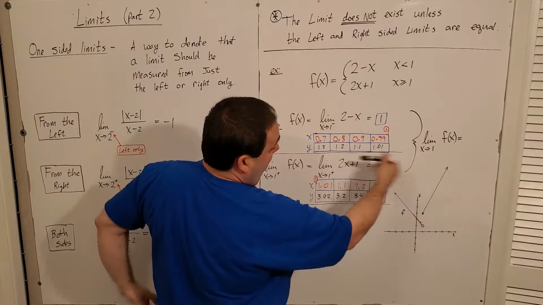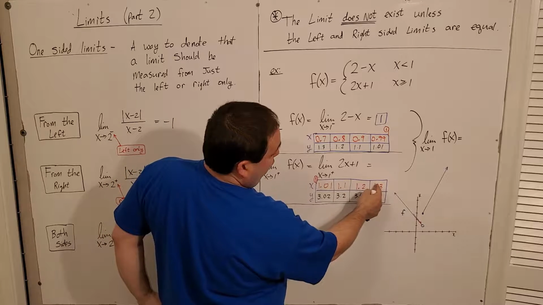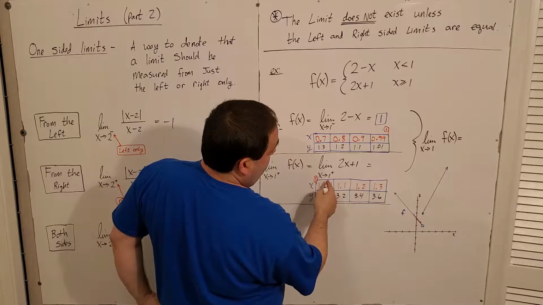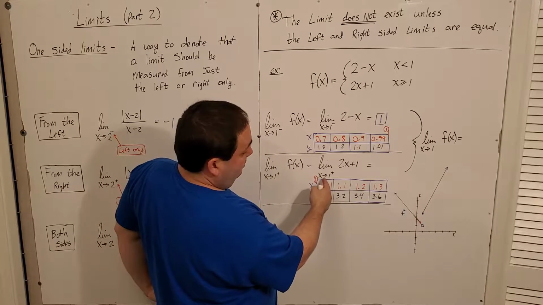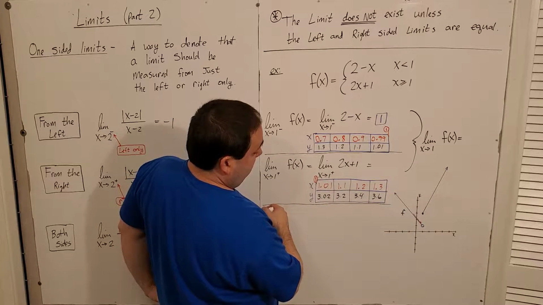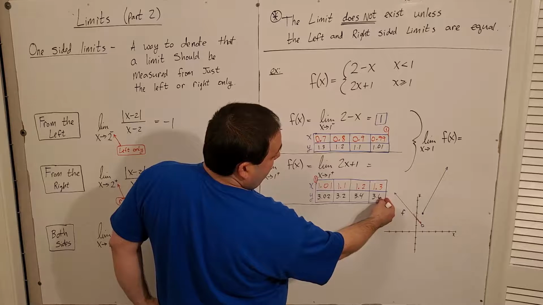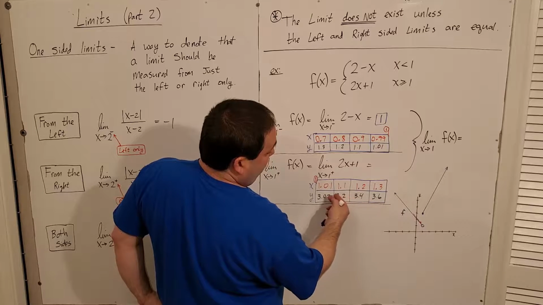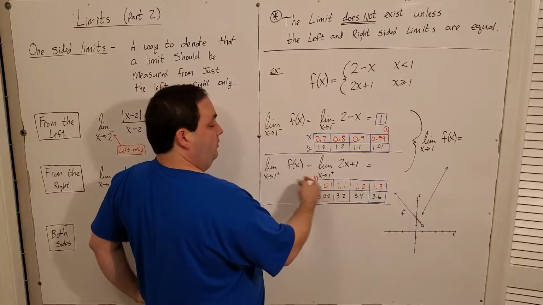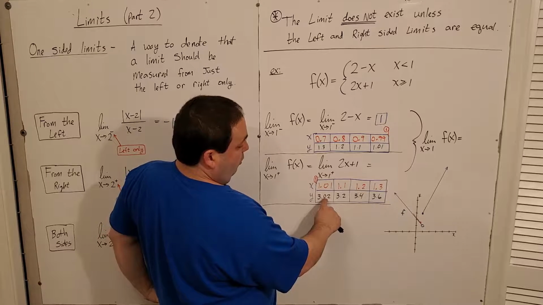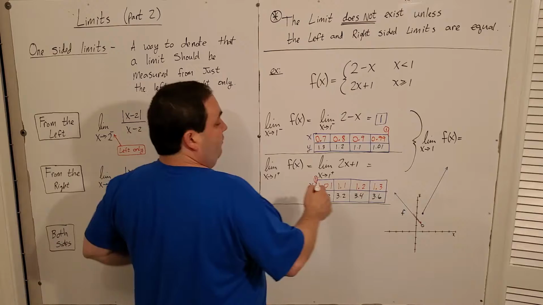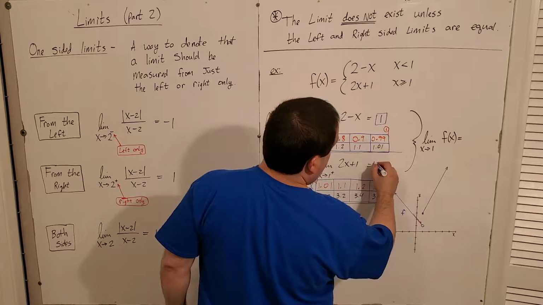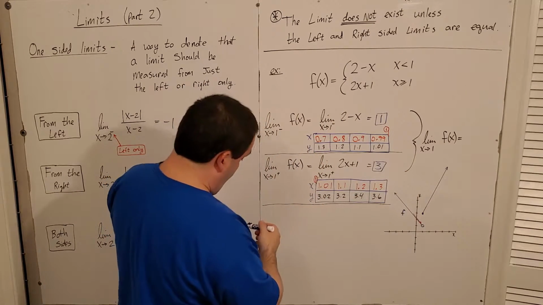So again, from the right, I counted it down: 1.3, 1.2, 1.1, 1.01. I'm getting closer to 1 in the x values, as this thing says it should be. Notice I get 3.6, 3.4, 3.2, 3.02. I'm sure the more I go, I would just be getting more and more zeros here. As you can see, the value of the right-sided limit here is 3, right, from the numbers.